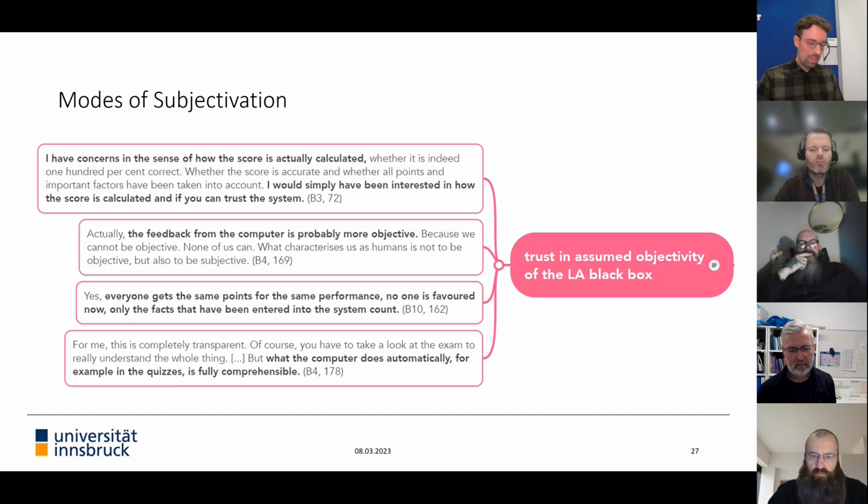At the same time, most of the interviewed students still trust in the system, at least more than they trust in the teachers, because they think the system is more objective and neutral. So one student says, yeah, the feedback from the computer is probably more objective because we cannot be objective. We are humans.